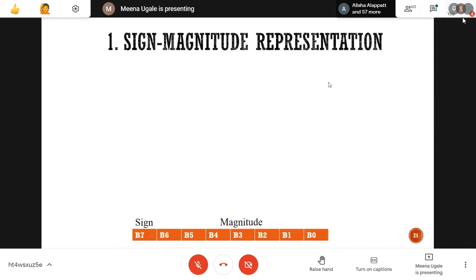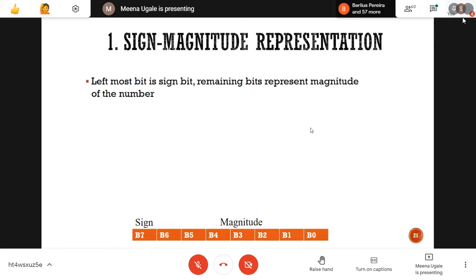The first is sign magnitude representation. In sign magnitude, I am considering the most significant bit always as a sign bit. You can see on the screen, I have written B0 to B7. Always the most significant bit is considered here as a sign bit, and the remaining 7 bits always represent the magnitude of the number. That's why it is called sign magnitude representation. MSB always represents your sign. The leftmost bit is the sign bit, the remaining bits represent the magnitude of the number.